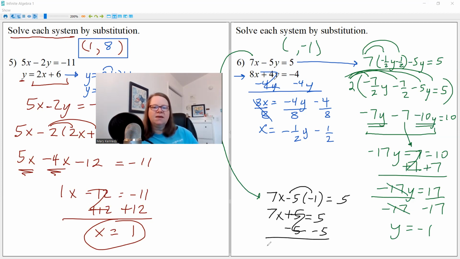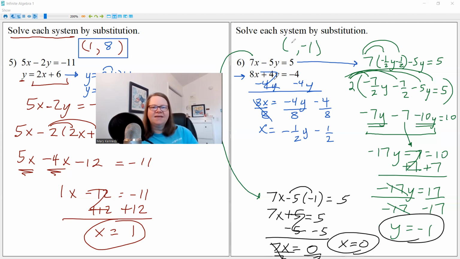Subtract 5 on both sides. 7x equals 5 minus 5 is 0. It's okay. We panic when we see 0 for some reason, but that's okay. And we divide by 7, and I'm running off the screen, but x is 0. Okay. So we've got our two values. X is 0, so the coordinate pair is 0, negative 1. All right. That was a lot more challenging than it looked.